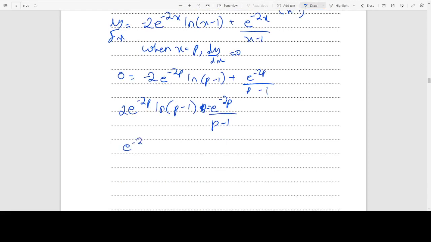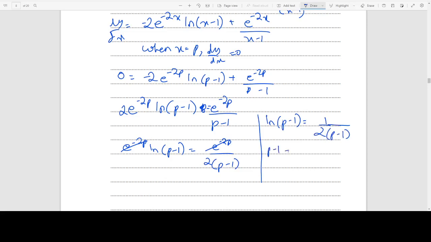We have e raised to minus 2p to ln p minus 1 equals e raised to minus 2p, and both of these get cancelled, divided by 2p minus 1. So ln p minus 1 equals 1 upon 2 into p minus 1. P minus 1 equals e raised to 1 upon 2 upon p minus 1, which is simply exp.